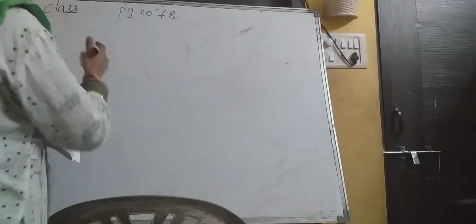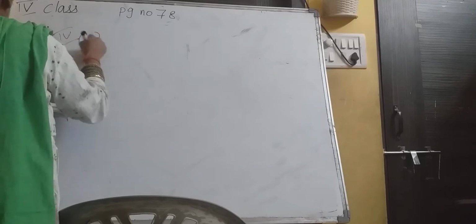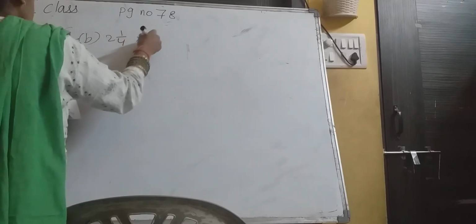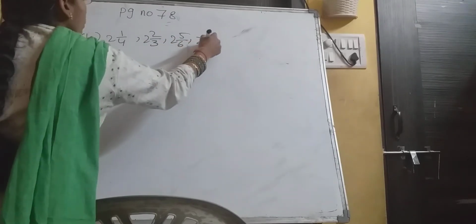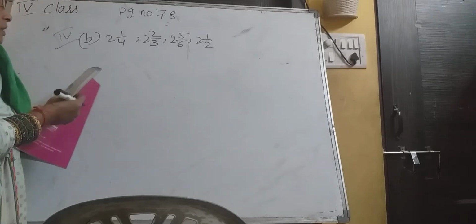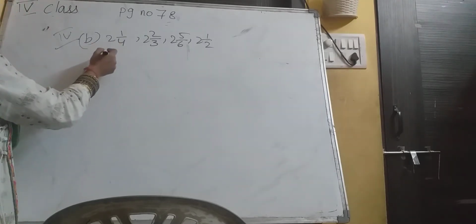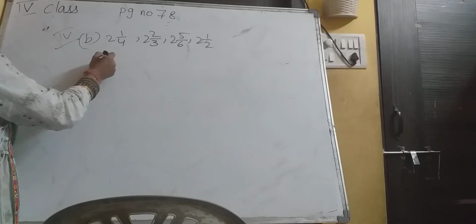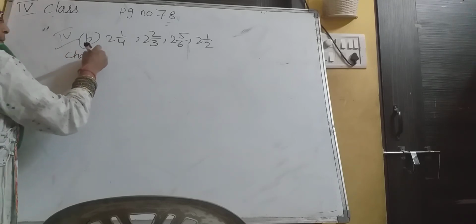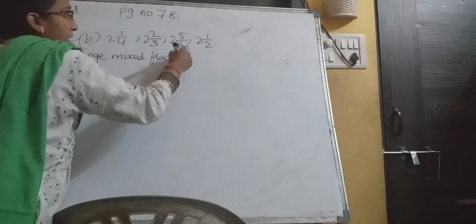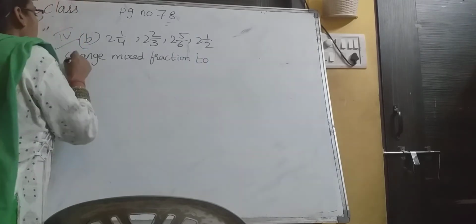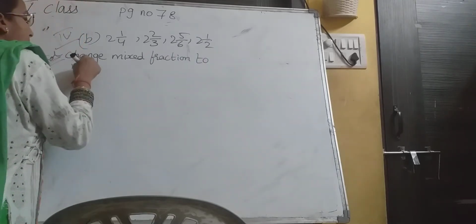Okay, come on, open. What is the next fourth bit, descending order? Fourth bit descending order, I'll say B1 here. C1 is for homework. 2 1 by 4, 2 2 by 3, 2 5 by 6, 2 1 by 2. Okay? First change mixed fraction to improper fraction. Change mixed fraction to improper fraction.